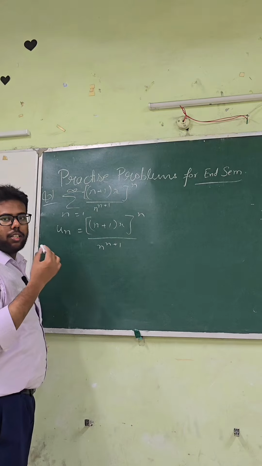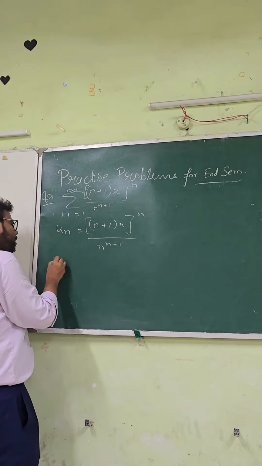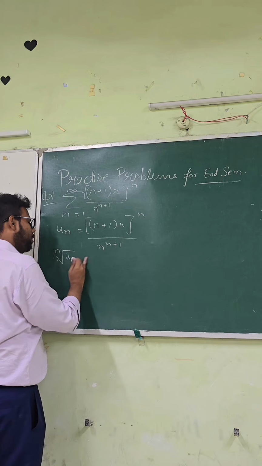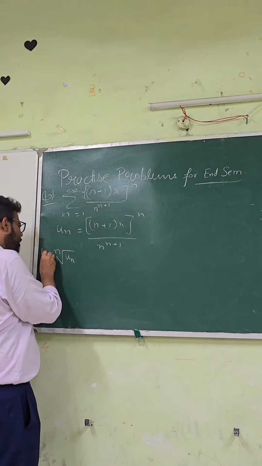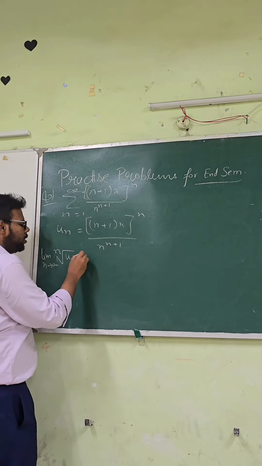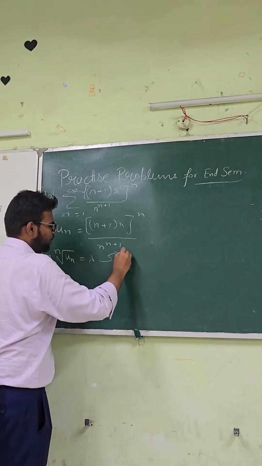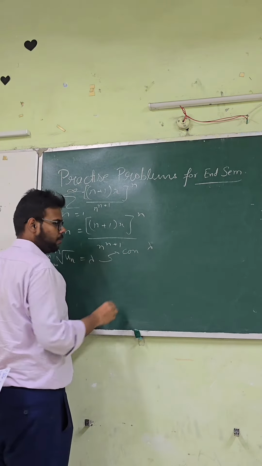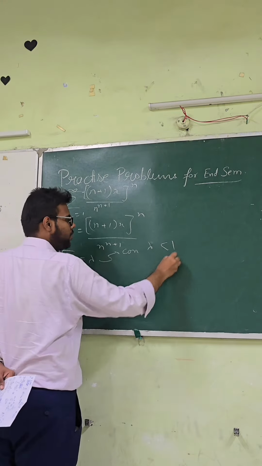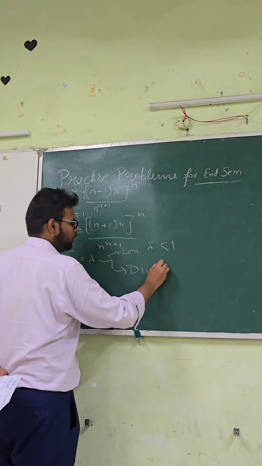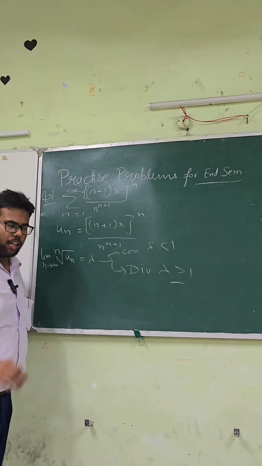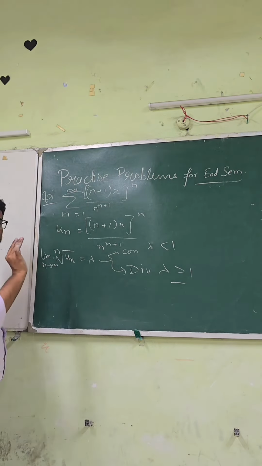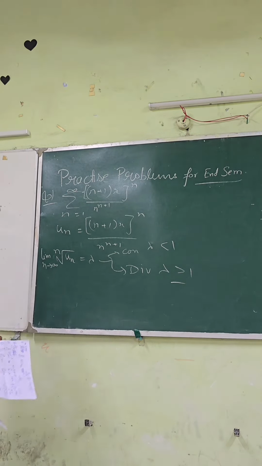So what does the Cauchy root test tell? It tells that if the nth root of u_n, as n tends towards infinity, is equal to lambda, it will be converging for lambda less than 1 and diverging for lambda greater than 1, right? I hope you understood. I know you all know. So we'll apply the same thing over here.